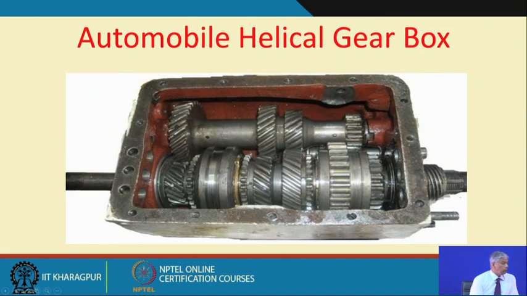So, one is an input shaft with a gear, and this is the lay shaft. Depending on the gear you shift, these gears would shift, and then the corresponding speed ratios would be selected. So, you could be having a gear shifter which will change the meshing gears.